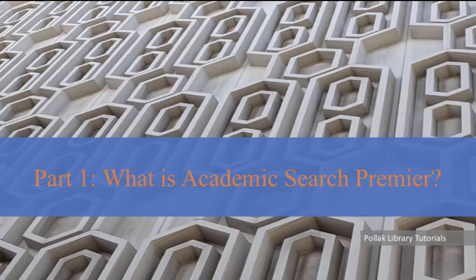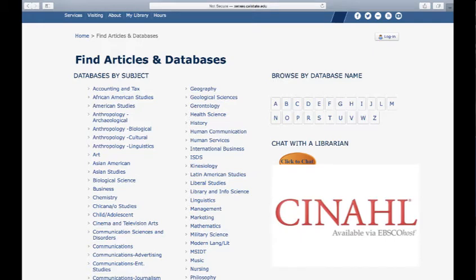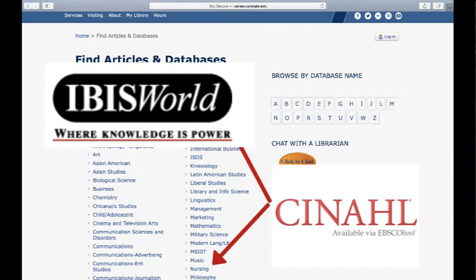Of the hundreds of electronic research databases available to you through the Pollack Library, most are devoted to a particular subject or purpose. For instance, CINAHL can be used to locate scholarly articles having to do with medicine or the health sciences. IBISWorld can be used to locate data on various industries and businesses. These databases can be used to conduct specific research.